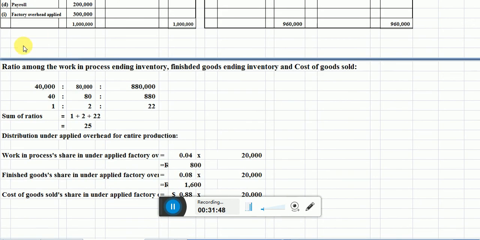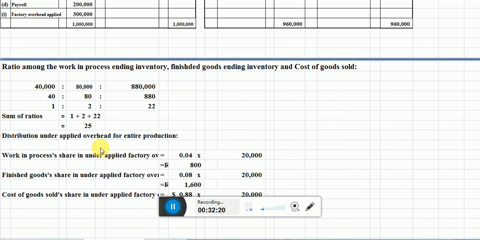Now students, the ratio among the work in process ending inventory, finished goods ending inventory, and cost of goods sold here. 40,000 rupees belongs to the work in process ending inventory, 80,000 rupees belongs to the finished goods inventory, and 8,80,000 rupees belongs to the cost of goods sold here. The simplified form is 1:2:22. The sum is 25.